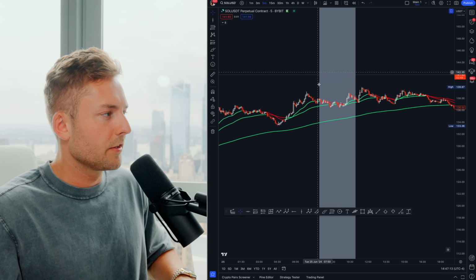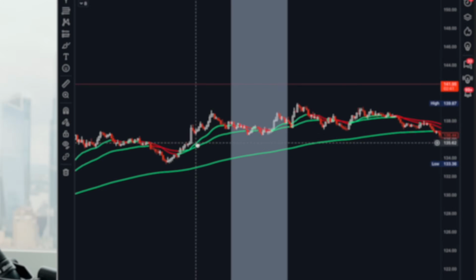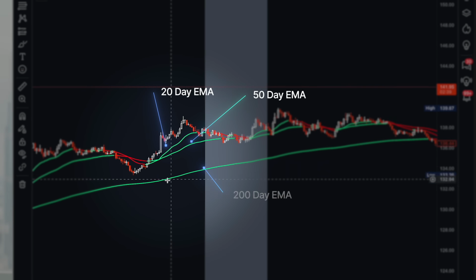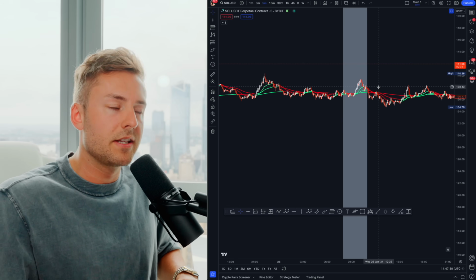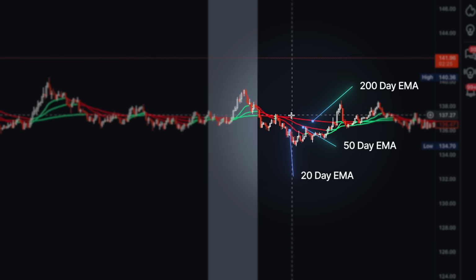Okay, so this is showing us our no trade zone, and then this moving average is showing us our trend direction. So notice how when the 20 is over the 50 over the 200, all of these are green. And then when we get a momentum shift in the trend, the 20 goes under the 50, under the 200, and now we have a general trend direction.